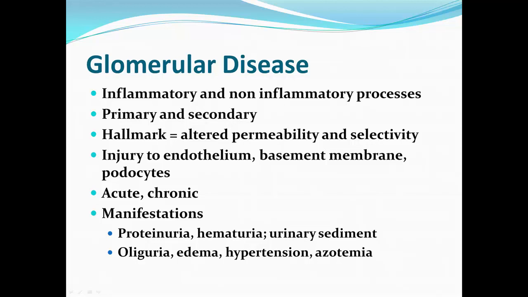And azotemia means that there is an increase in the plasma urea nitrogen and the plasma creatinine, because these are waste products of metabolism that the kidneys should be able to get rid of if they are not damaged and if they are not diseased.